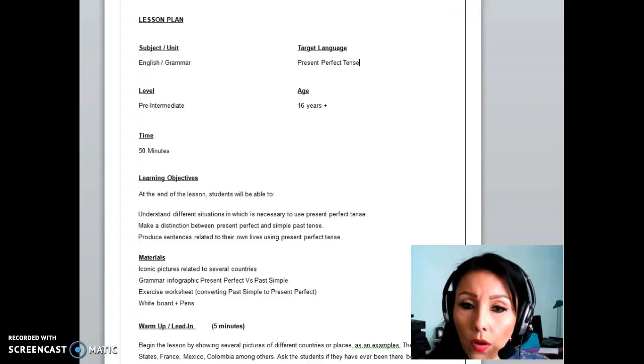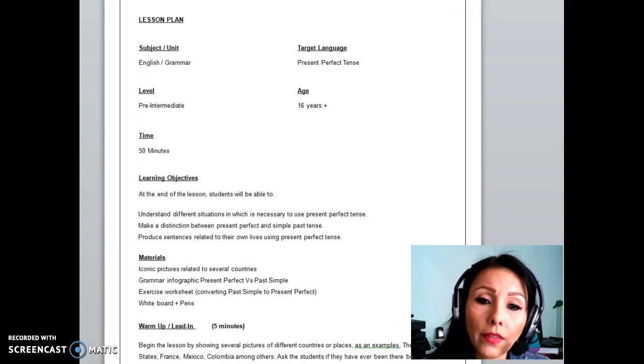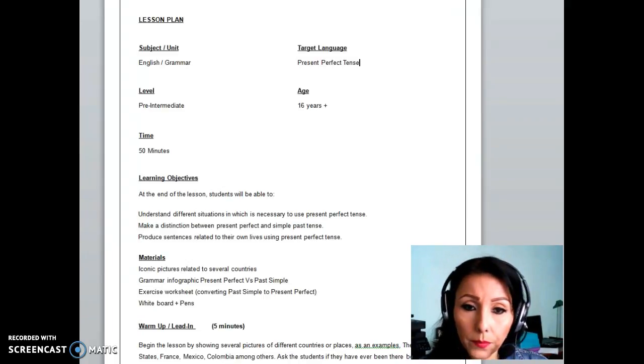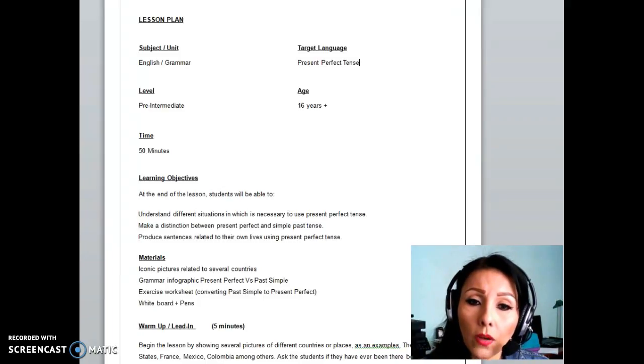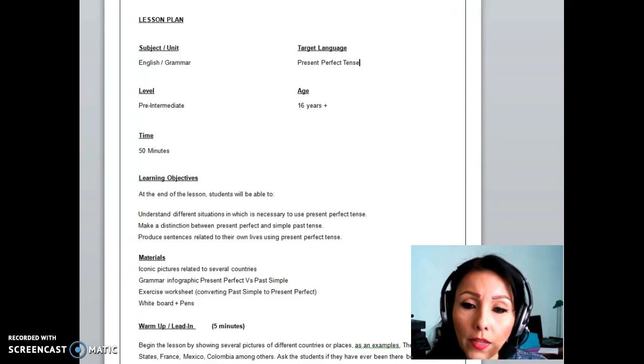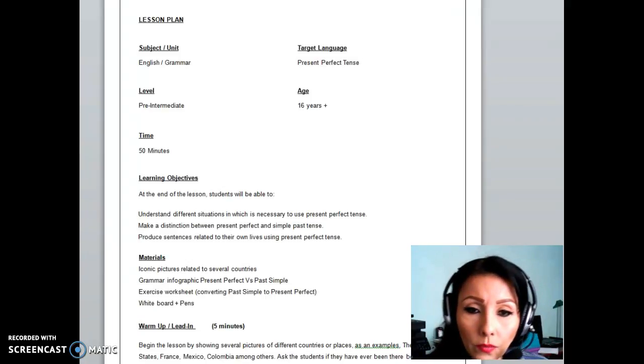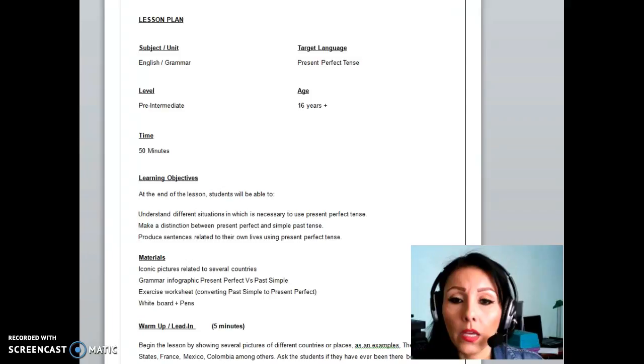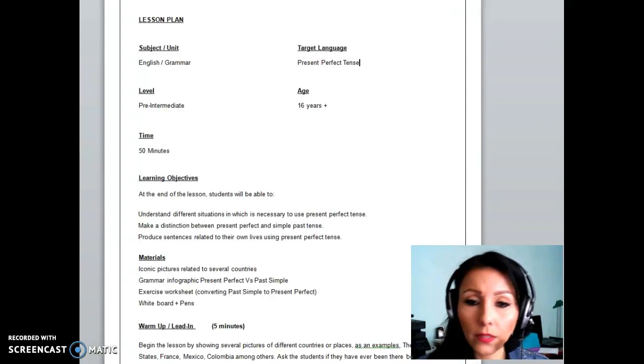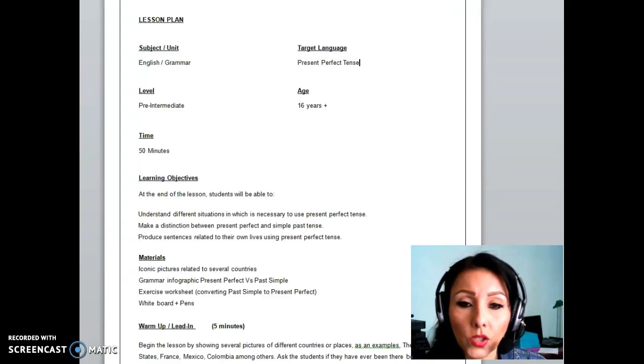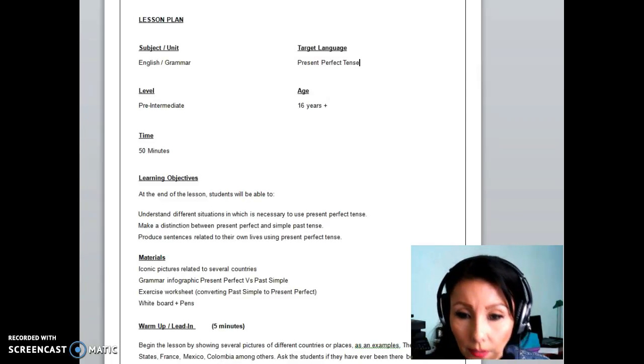First of all, I want to show you the different steps of this lesson plan, and then we are going to talk in detail about each step. The learning objectives: at the end of the lesson, the student will be able to understand different situations in which it's necessary to use present perfect tense; make a distinction between present perfect and simple past tense; and finally, produce sentences related to their own lives using present perfect tense.